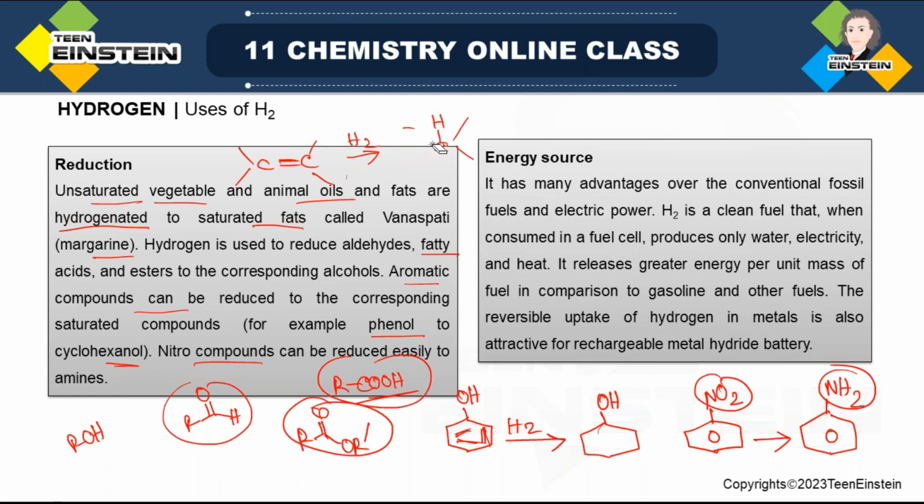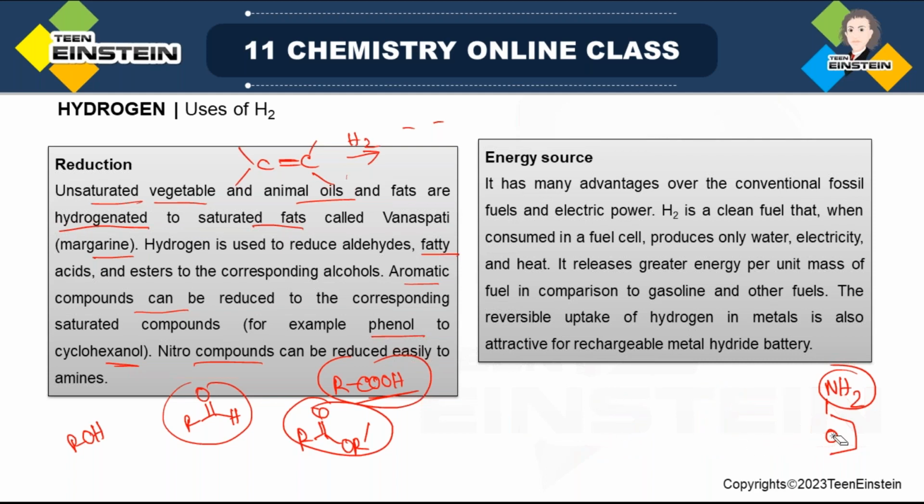Then the next one is energy source. Now for energy source, normally what do we use? Normally we use some fossil fuel and electric power. That is basically the conventional energy source. Now hydrogen has many advantages compared to this conventional source. What is the advantage? If you use a conventional source, the byproduct that is produced is not good for nature. It is polluting nature. So that is why, instead of using this conventional source, if H2 is used, it is basically a clean fuel.